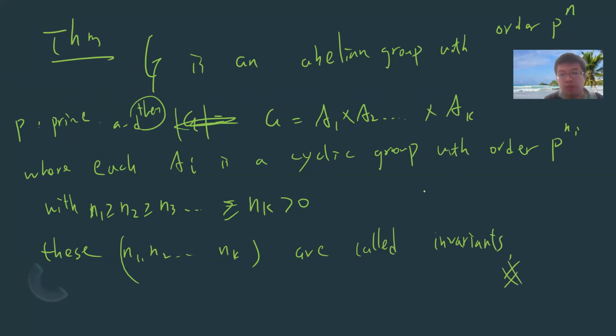And then you just combine with the fact that any finite abelian group is a direct sum of Sylow groups, and each Sylow group is a prime power group. Then you just put this theorem and combine everything, and you prove that every finite abelian group is a direct sum of cyclic groups.